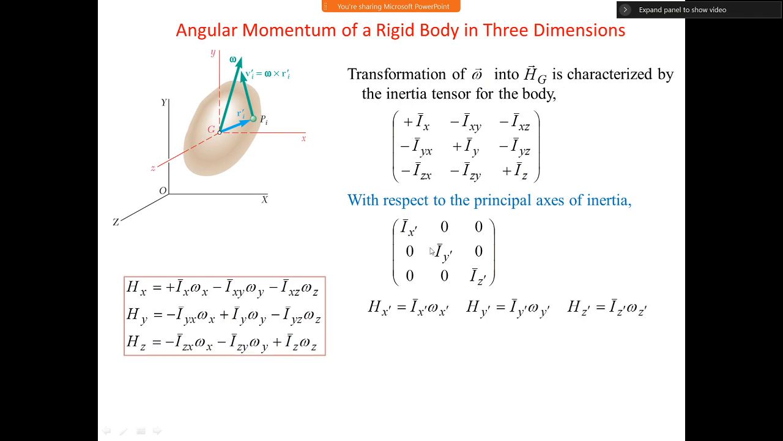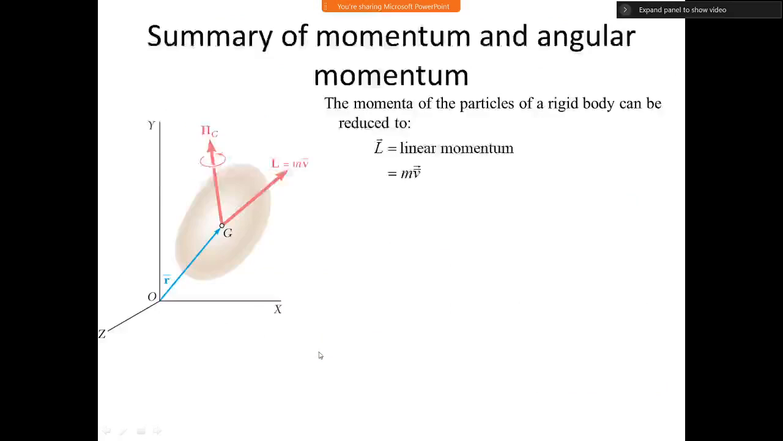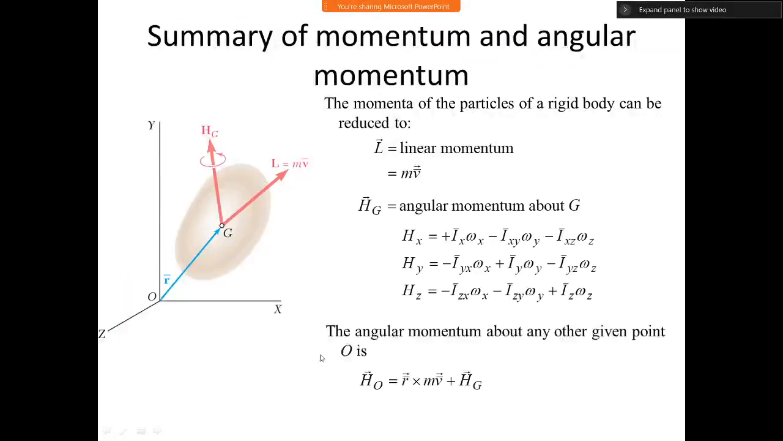And for such a special case, when we are writing things with respect to the principal axes, your angular momentum is given by a much more simplified equation like this. Otherwise, you have a more complicated equation, something like this. Okay, and that's what we saw in the last class.